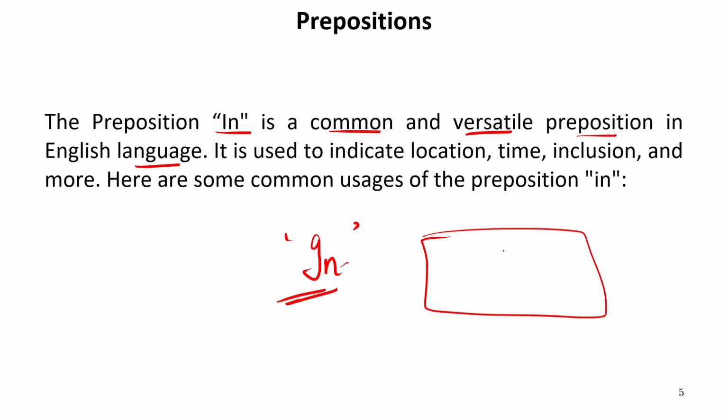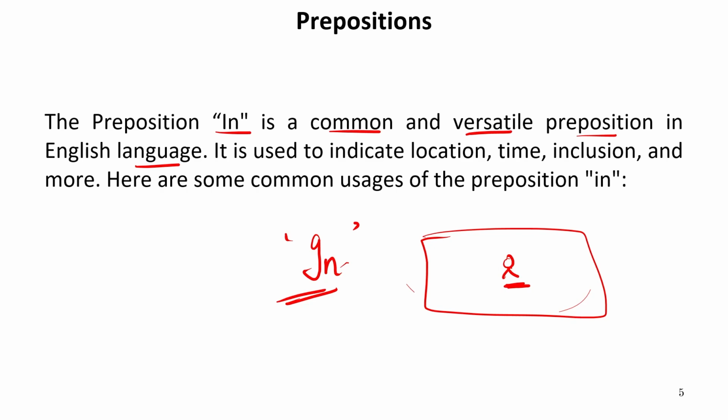For example, if something is inside the boundaries. If I'm sitting in a room, obviously I'm sitting within the boundaries of something. Suppose there is a room and one man is standing in it. So he is standing in the region, in the entire region. So he is standing in the room. So in refers to when someone is standing in something. So that is the use of in.